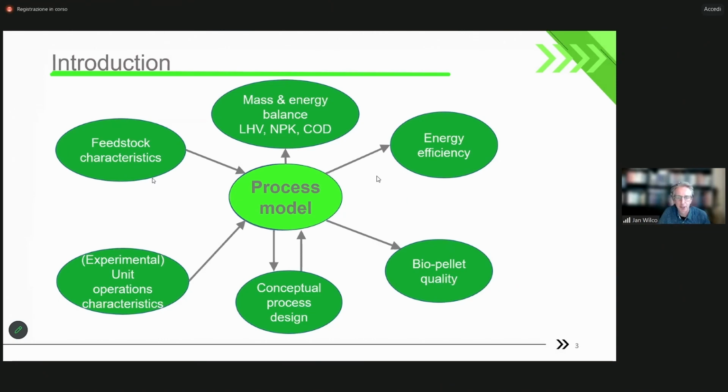So this talk will be about the process modeling of the Torwash system itself. And in process modeling, lots of things come together. So you have the feedstock characteristics from lab analysis. We have the results from the experiments, all the unit operations, so the Torwash system, the filtration, the anaerobic digestion. And we put all in a process model to obtain the mass and energy balances and to develop a conceptual process design. So what does the configuration look like and how do these different steps in the system interact? And that allows us then to assess the process in terms of, for example, energy efficiency and biopellet quality.